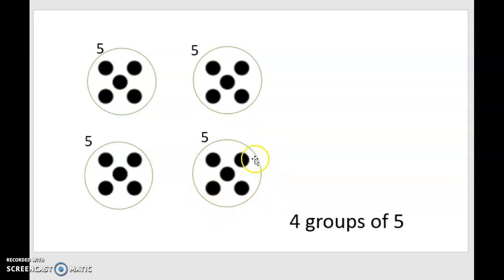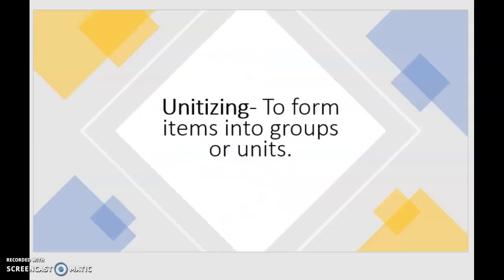So now we can call this one group of 5, and this is called unitizing. Unitizing is when we can form items into groups or units. We can make it its own group with 5 dots inside. So now let's look at the next picture.